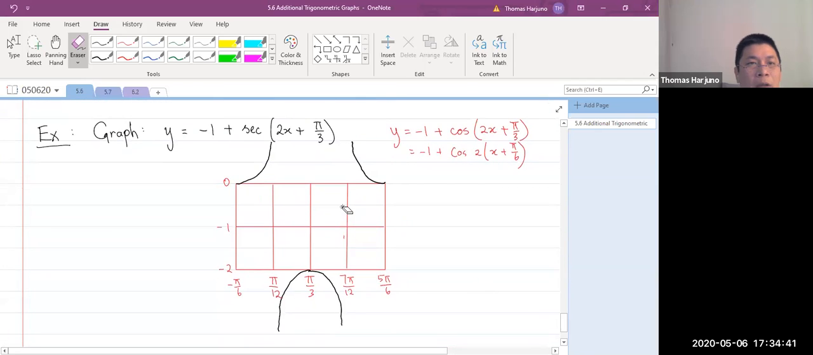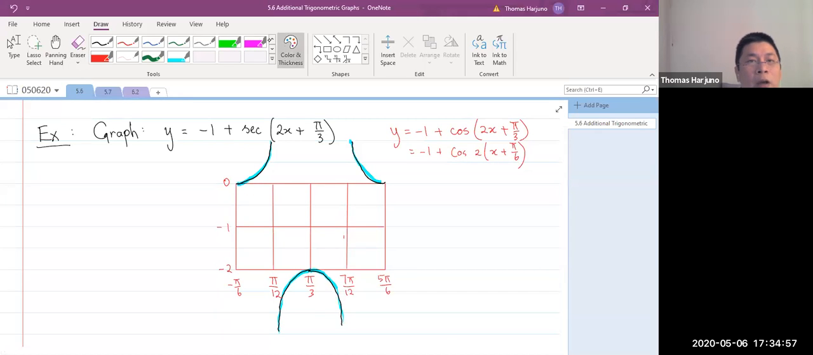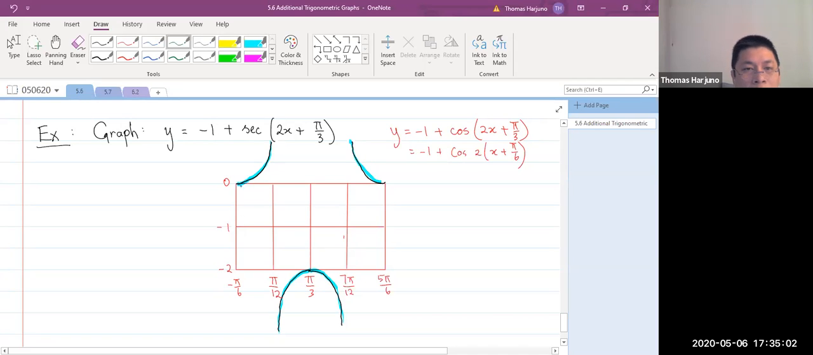To emphasize, this is the graph that we want, and the graph of the cosine part is this. That's the graph of cosine.